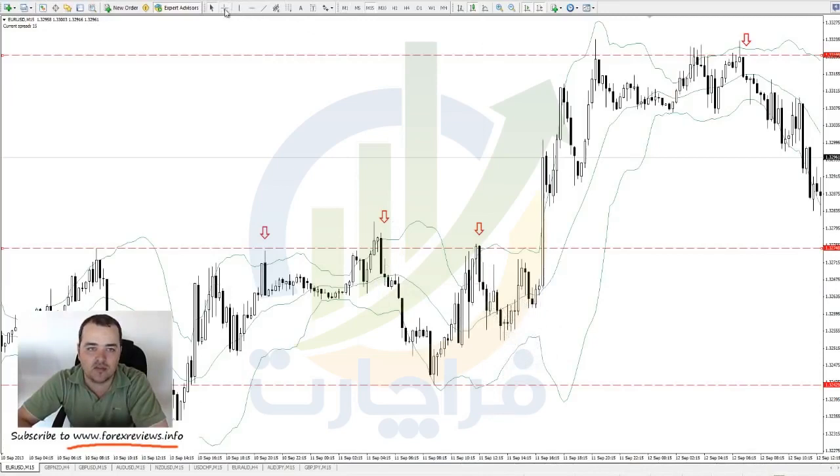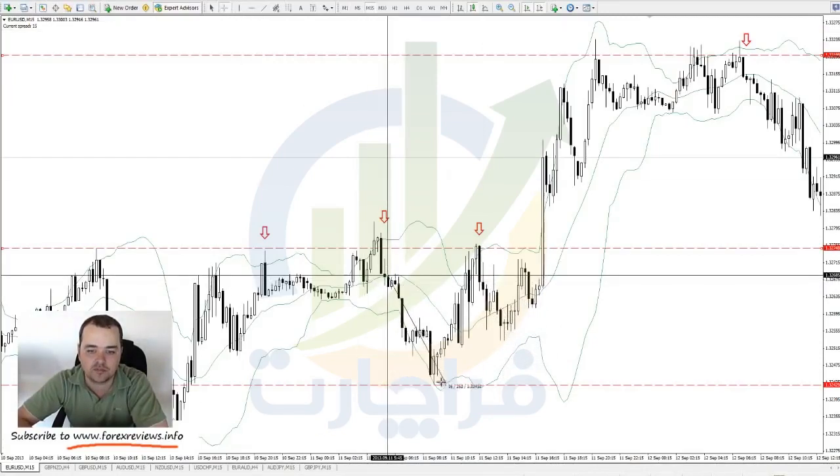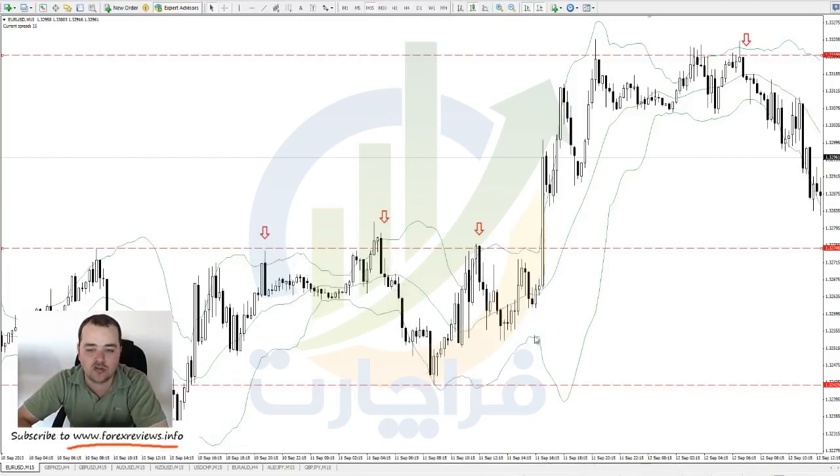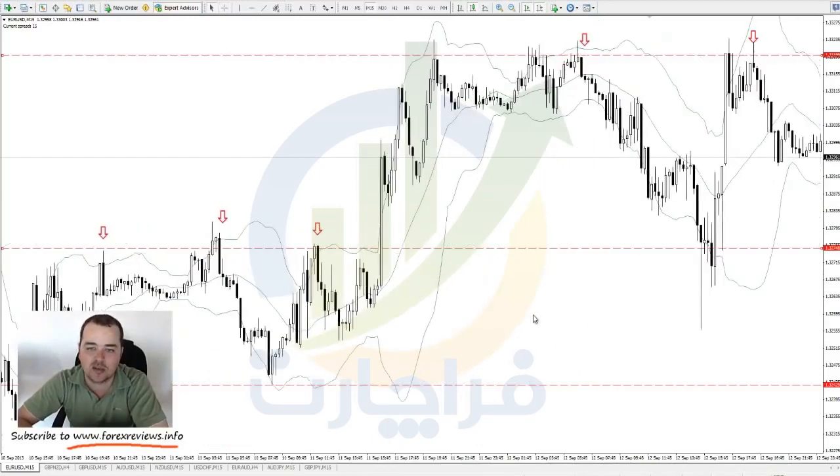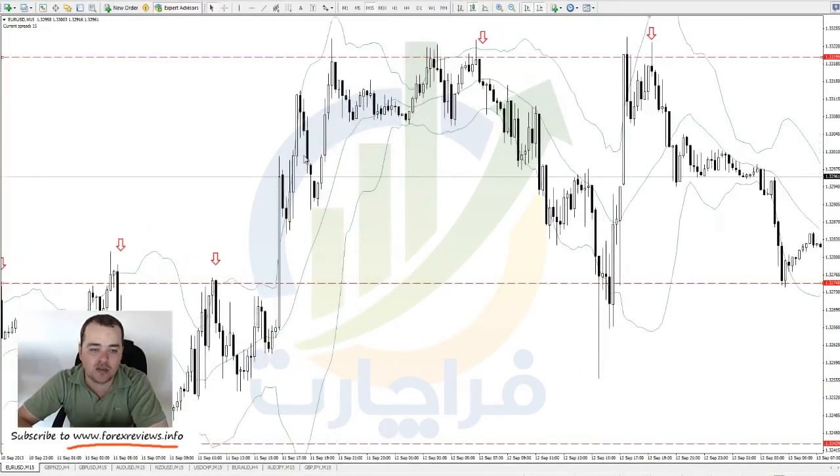This one I got about 15 pips, I'm pretty sure. 15 to 20. Oh, that's a 20. So I got like two 20 pip trades and just one just above break even. And then it broke out.